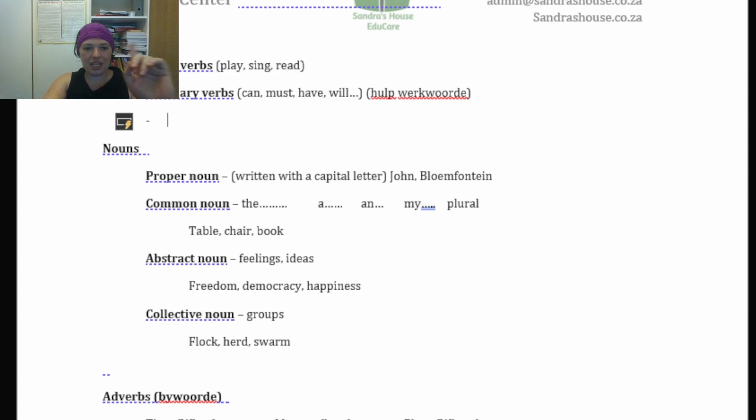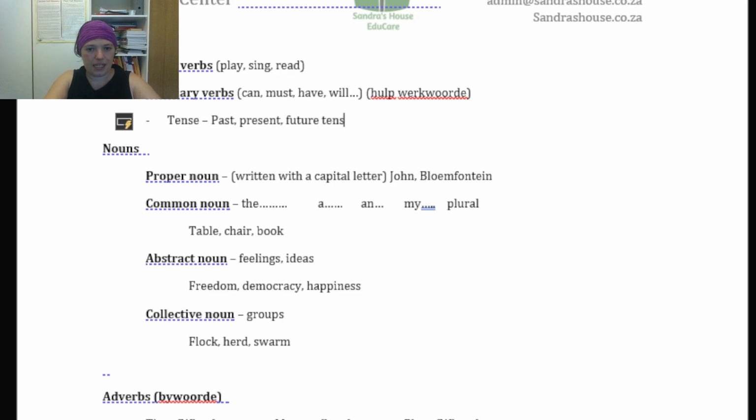Ek wil net hier byskryf, so as jy 'n woord kry en jy dink, ek is nie seker of dit 'n werkwoord is nie, dink aan wat is die woord in Afrikaans en dalk kan jy dan onthou. Maar 'n werkwoord, so 'n verb can always have a tense. So dit kan in verlede tyd, so past, future, or let's say past, present, future.